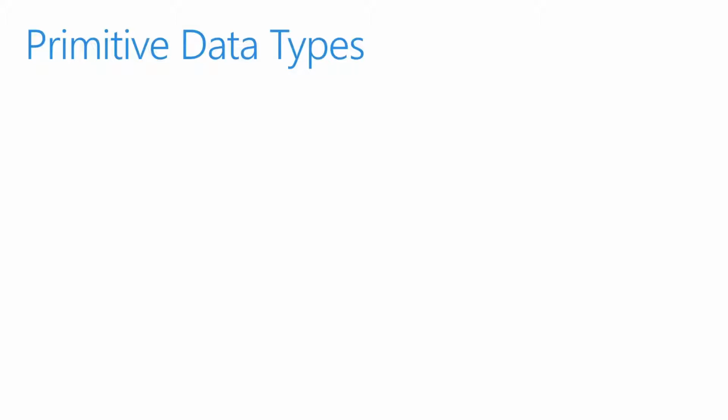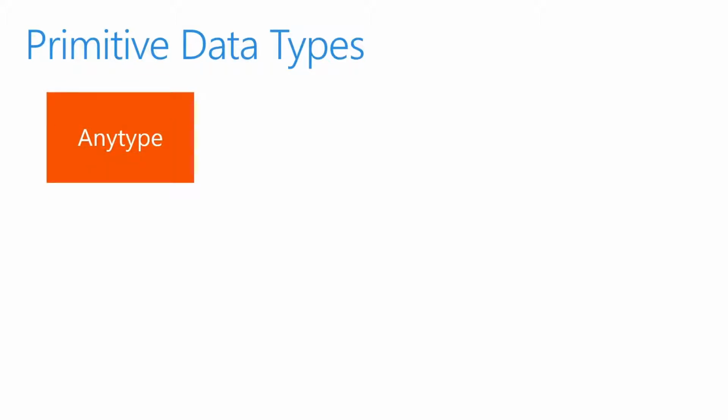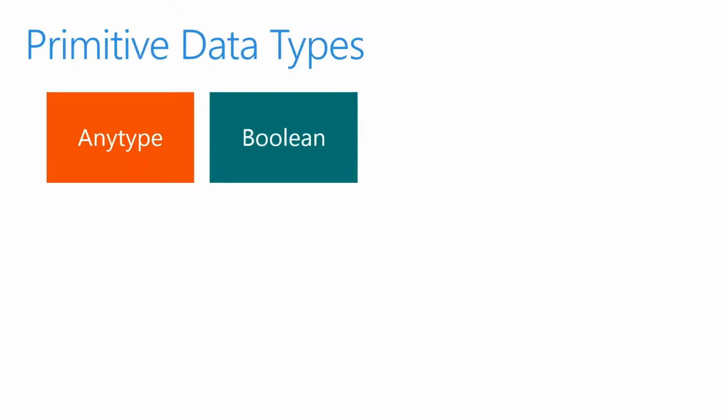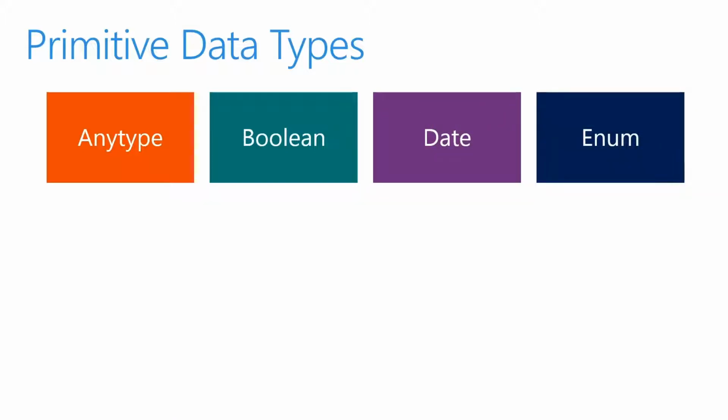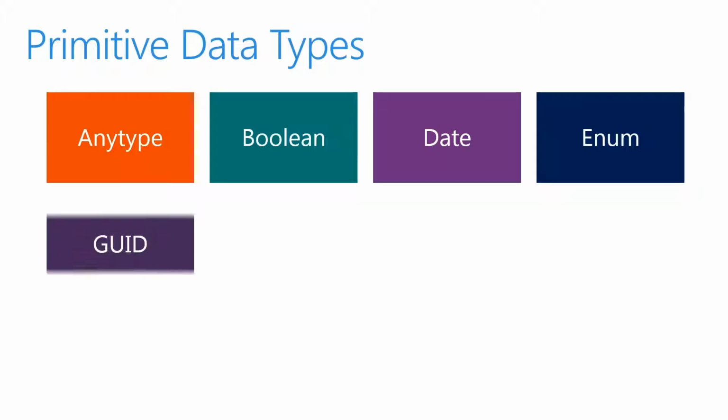These primitive data types can be expanded to create extended data types, which are reusable data types having a specific definition. There are several different primitive data types that we can use. First is any type, which is a placeholder for any data type. Booleans can only contain the values of false and true. Dates contain the day, month, and year. Enums are an abbreviation for enumerated text or a set of literals.